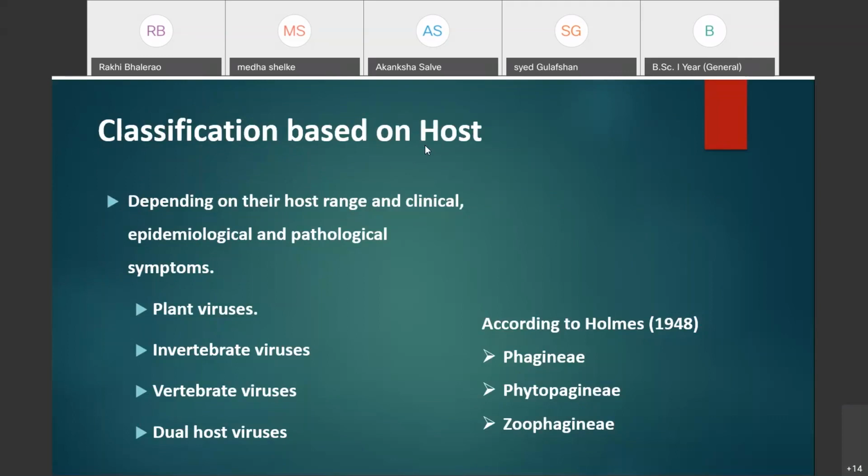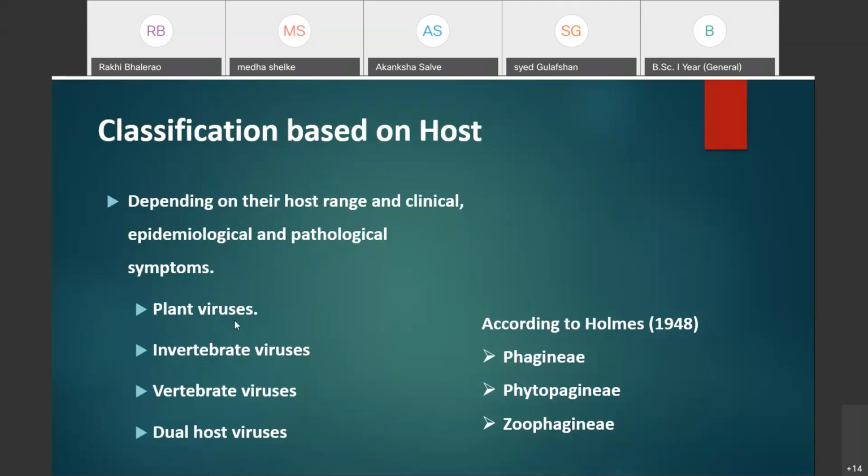There are certain specific viruses which are infecting only the plant cell, particular types of viruses which are infecting only the animal cell, and certain types of viruses which are infecting only the bacterial cell. Depending upon the host, these are classified. Here you can see that depending upon their host range, which type of cell is infected by the virus, and clinical, epidemiological, and pathological symptoms.